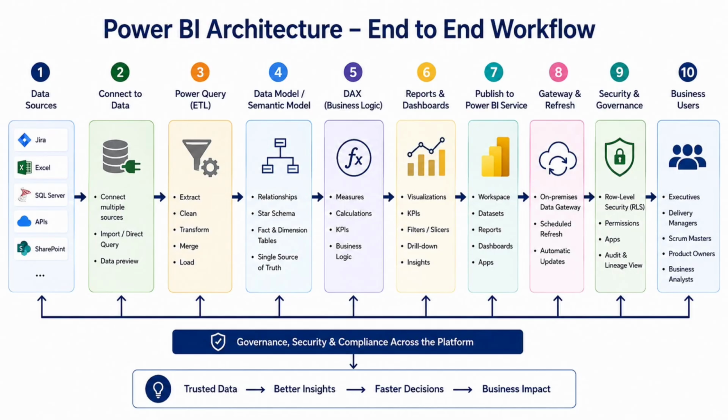In step 1, business data sources. Every organization has data stored in different systems. Likewise, there will be Jira, for instance, Excel, SQL Server database, SharePoint, APIs, cloud services. So, no single system contains all the business information in one place. Power BI's first job is to connect all these sources. For example, if we collect data from Jira and the capacity and allocation of the team from Excel, these become the input for Power BI.